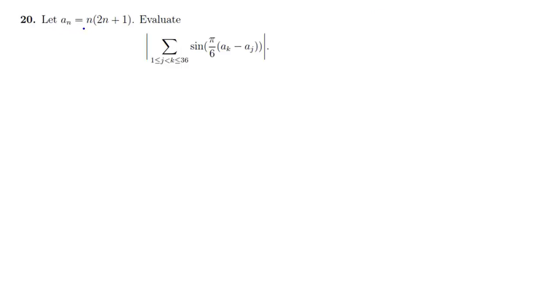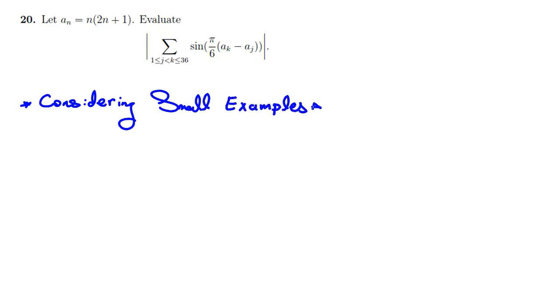Okay, the problem says let a_n equal n times (2n plus 1), evaluate the sum of sine of pi over 6 times (a_k minus a_j). So if you want to calculate, one important thing is to consider small examples. And here, if you want to consider, a1 is what?